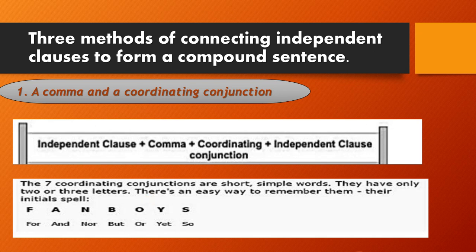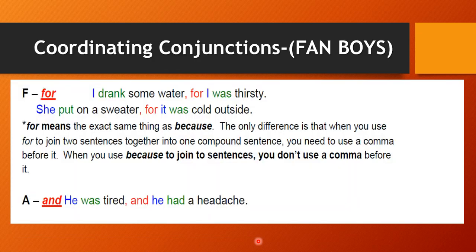We have 7 coordinating conjunctions that we refer to by the word FANBOYS. Each letter refers to one of the conjunctions. It's a way for you to remember those conjunctions. The F refers to for, the A refers to and, the N refers to nor, the B for but, the O for or, the Y for yet, the S for so. Today we're going to start with the first two, which are for and and.